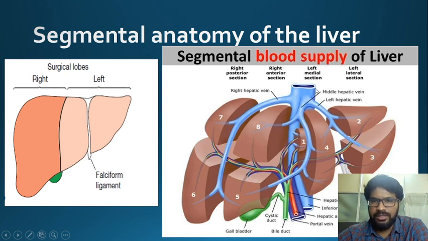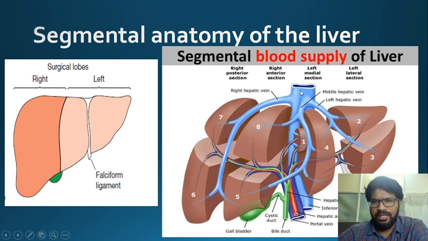Now we'll see the different functional segments of the liver. The main portal vein, see here, it has 4 branches, 1, 2, 3 and 4. These 4 main branches divide the whole liver into 4 main portal sectors.